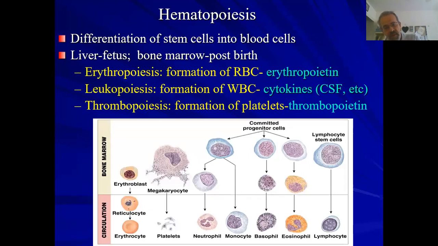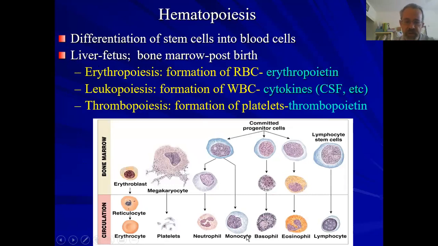Okay, so we've talked about the different cellular elements, but let's talk about where they're formed and how they come to be. So in everyone in the room, anyone actually postnatally, post-birth, the bone marrow is the organ where blood cells are formed, right? Before birth, during fetal development, the liver plays that role.